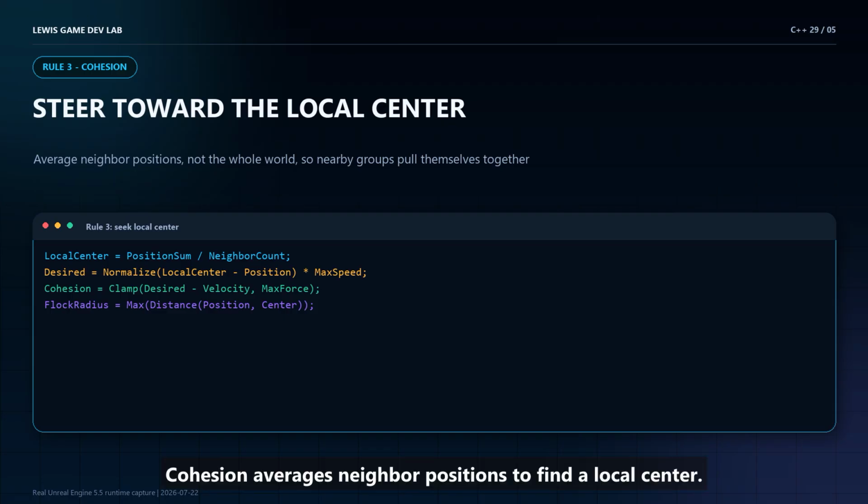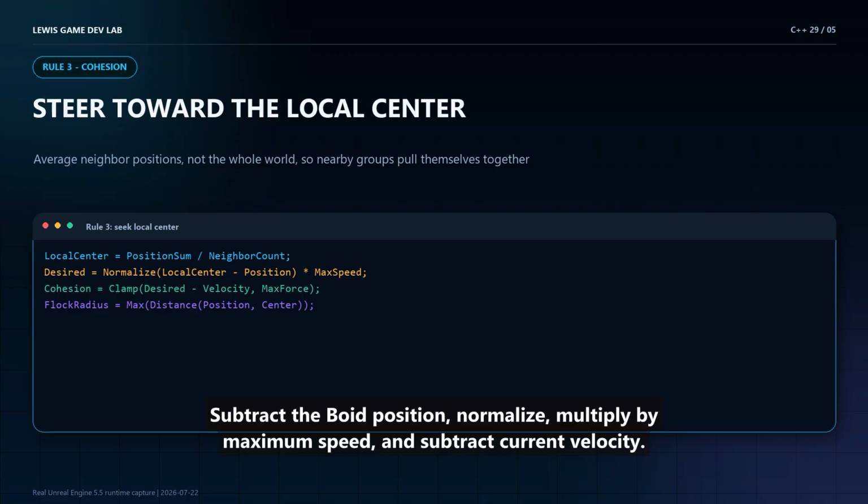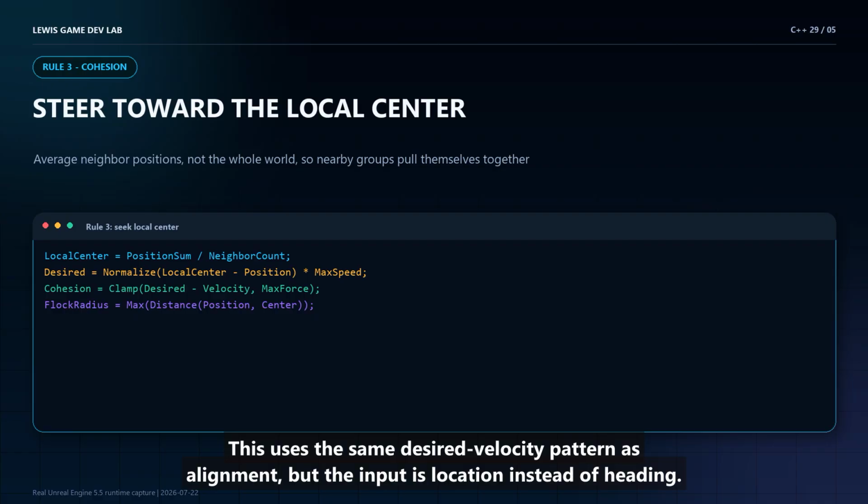Cohesion averages neighbor positions to find a local center. Subtract the Boid position, normalize, multiply by maximum speed, and subtract current velocity. This uses the same desired velocity pattern as alignment, but the input is location instead of heading.